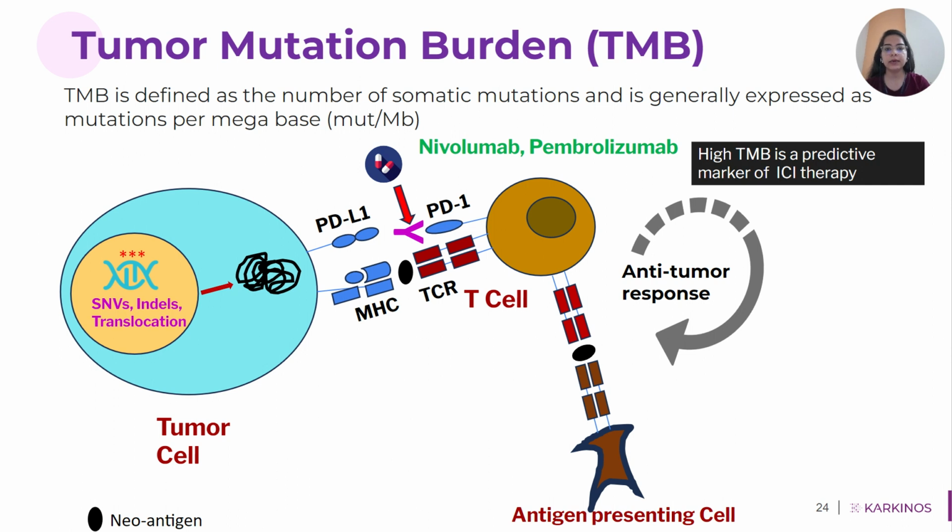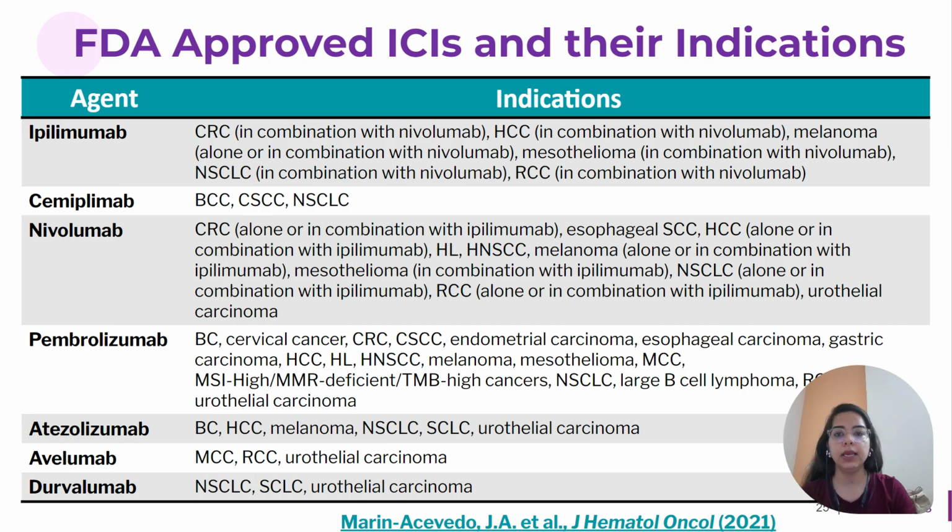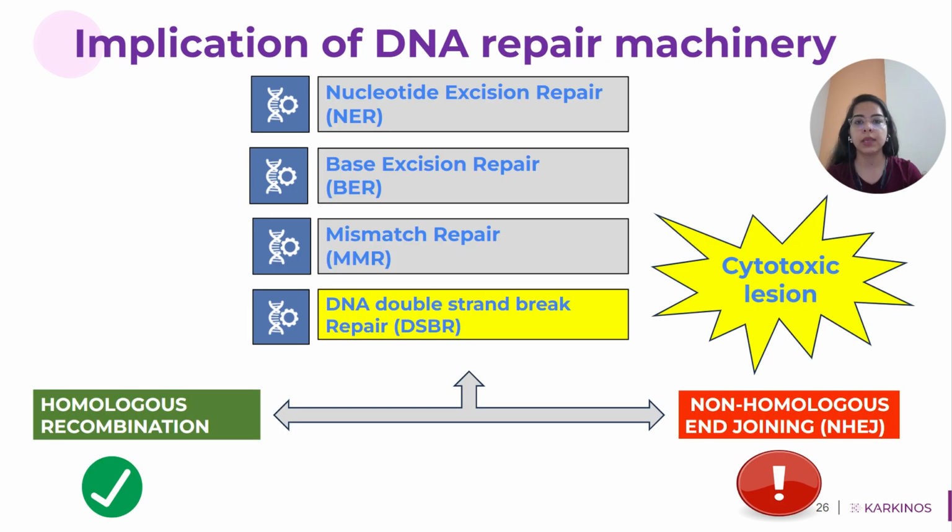But in case immune checkpoint inhibitor therapy is used for these patients, which would block the interaction between PDL1 and PD1, in turn implying that T cells could now function at their full potential and can kill the cancer cells. So overall, high TMB is a predictive marker for immune checkpoint inhibitor therapy. FDA has approved the following immune checkpoint inhibitors along with their clinical indications.